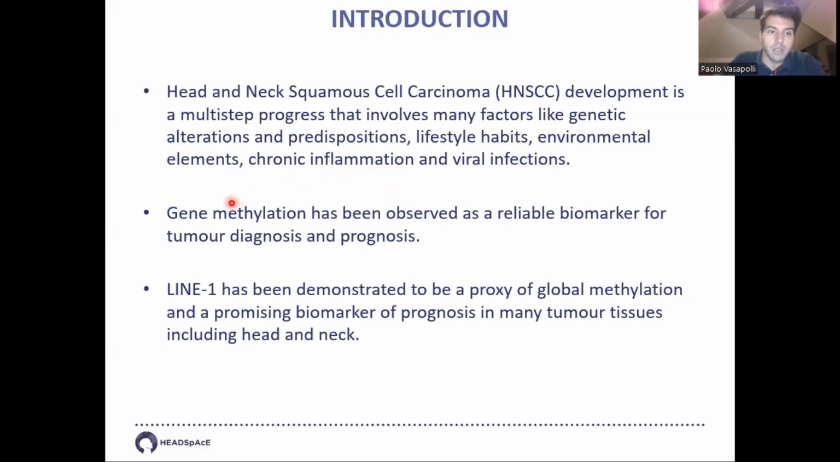One of these alterations is gene methylation, which has been observed as a reliable biomarker of tumor diagnosis and prognosis. The LINE-1 gene has been demonstrated to be a very good proxy of global methylation and a promising biomarker of prognosis in many different types of tissues, including head and neck cancer. And for this reason, we decided to deepen our interest in this gene, because LINE-1 methylation could be a very good biomarker for head and neck cancer.